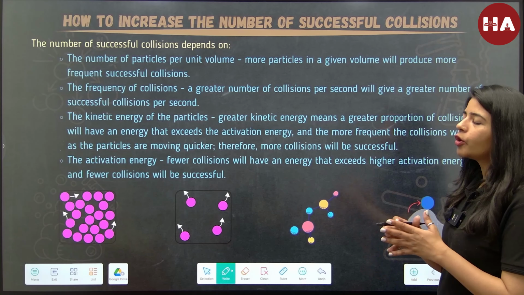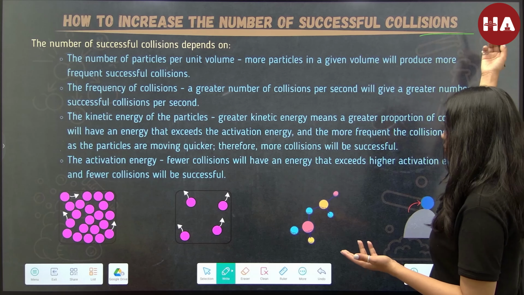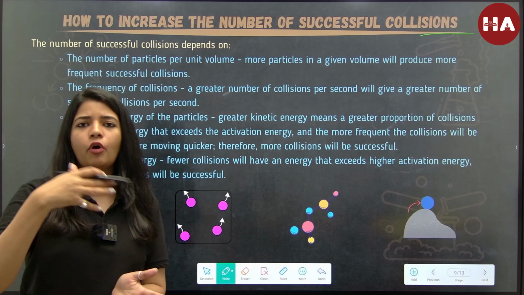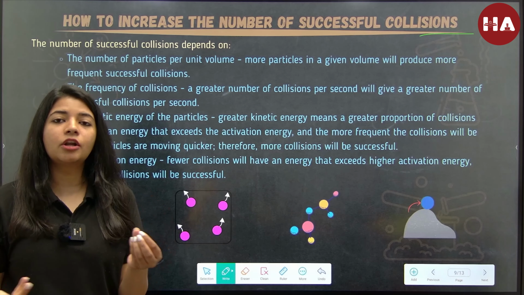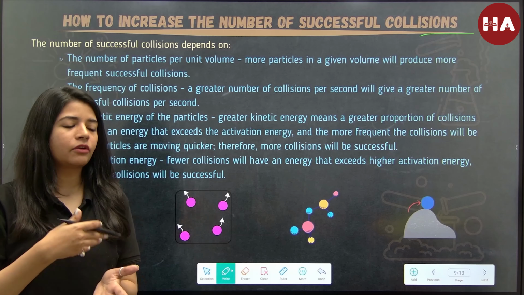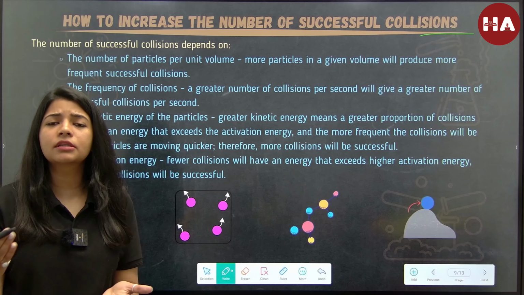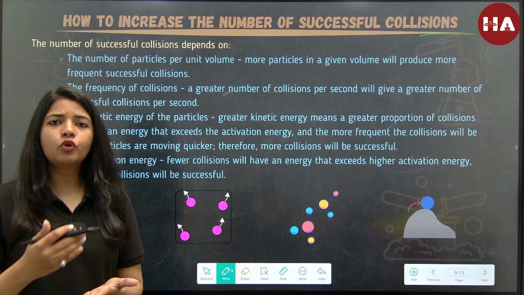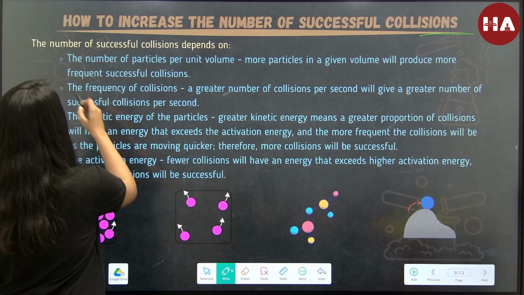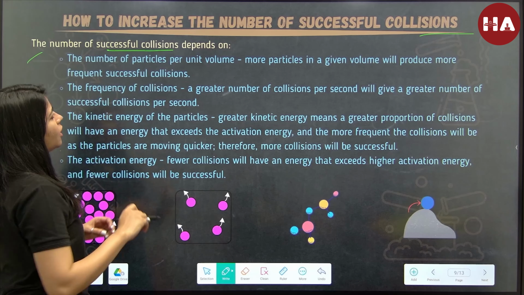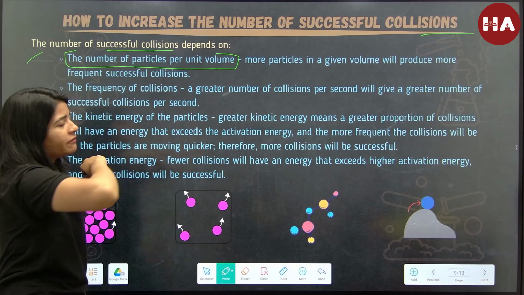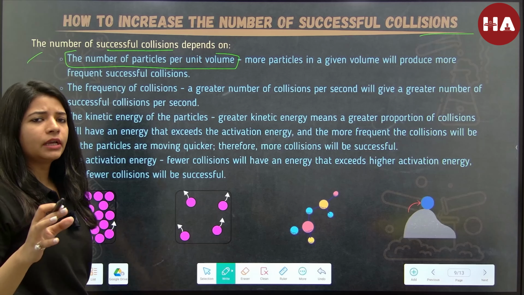Next is how to increase the number of successful collisions. Now I told you that it is not necessary that every collision will end up forming products. If the particles do not have sufficient energy, then they have collided but the reaction will not proceed, and this is a type of unsuccessful collision. But how do we increase the rate of successful collision? So here we are going to discuss that. The number of successful collisions depends on, first, the number of particles per unit volume. We are going to discuss each of these points in detail in the coming slides.